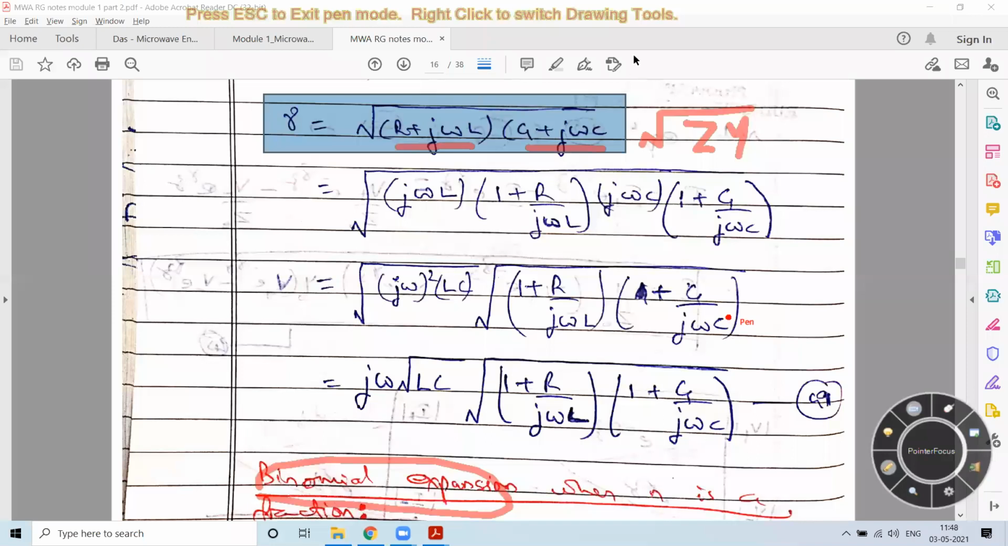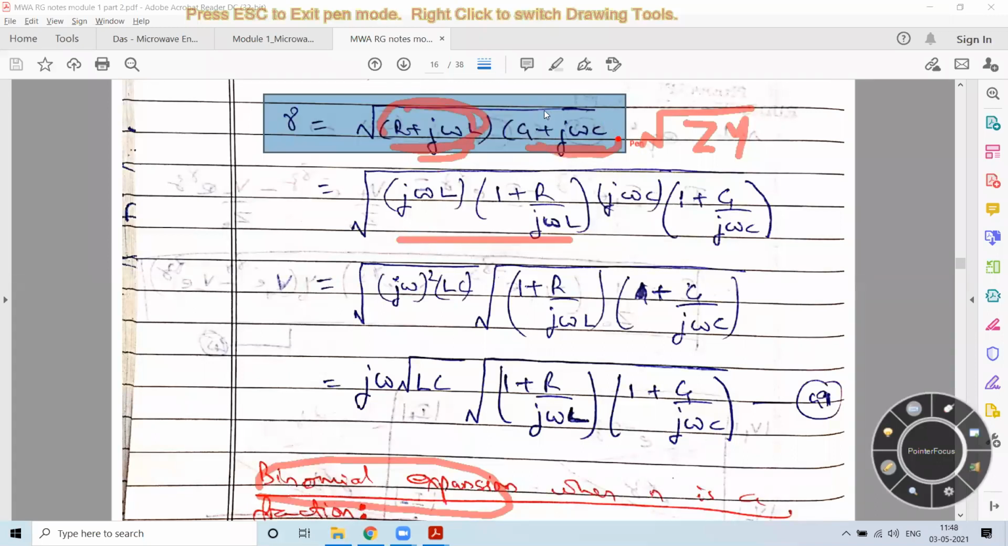So in order to do that, what we are doing, we take jωL as a common parameter from this one. So what I'll be having is jωL into 1 plus R by jωL. So this is the parameter that I'll be having from this one.